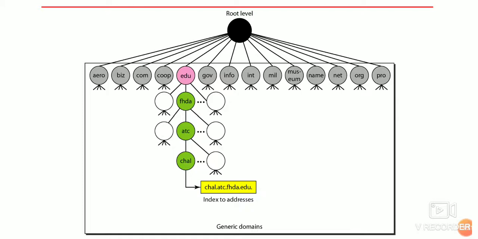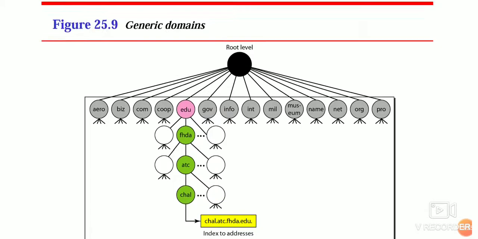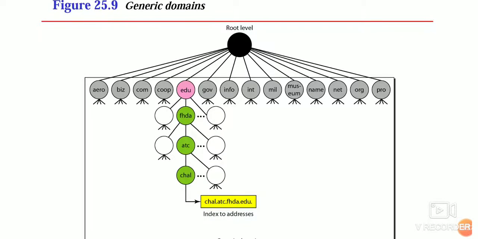So AERO is aerospace, BIS is a business domain, COM is a commercial domain. These are some of the generic domains. COOP is for cooperatives, then education domains, government domains, information, INT, MIL for military domains, museum, which also has a domain name, and net, org, pro. These are the basic domains.